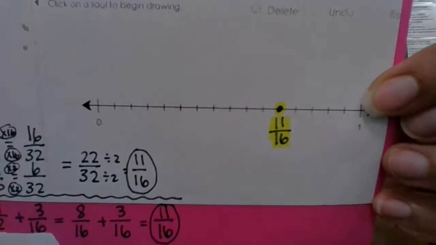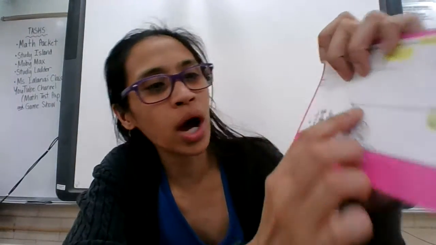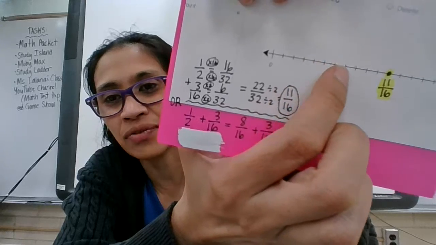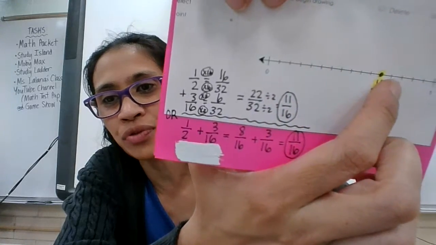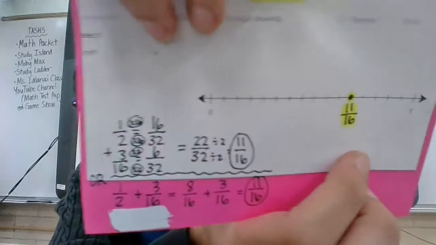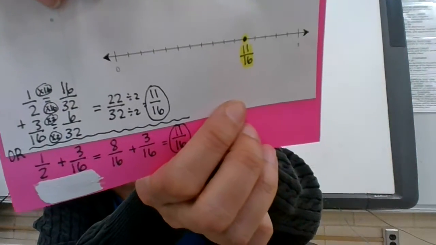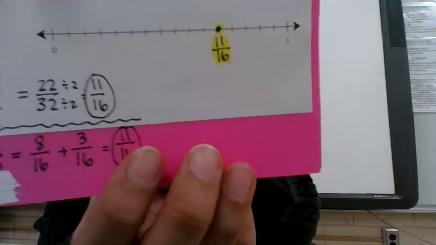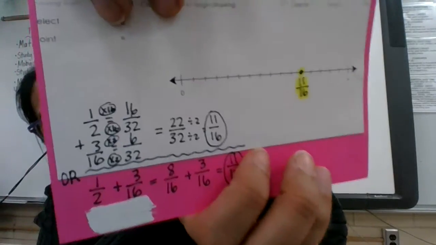Now to find it on the number line, first I need to count how many spaces I have. So you see from 0 to 1 whole, I'm going to count 1, 2, 3, 4, 5, 6, 7, 8, 9, 10, 11, 12, 13, 14, 15, 16. So there are 16 spaces there, which gives us our fraction, sixteenths, the part of a fraction. And I'm just going to count 11 over and bam, put it right there.